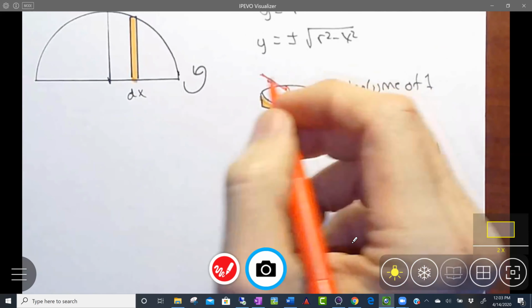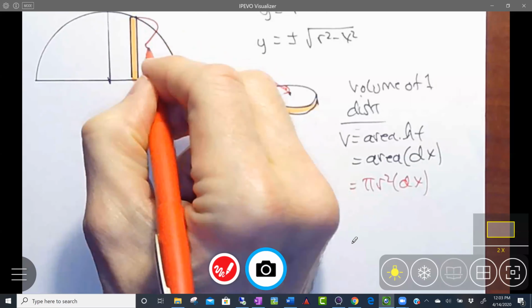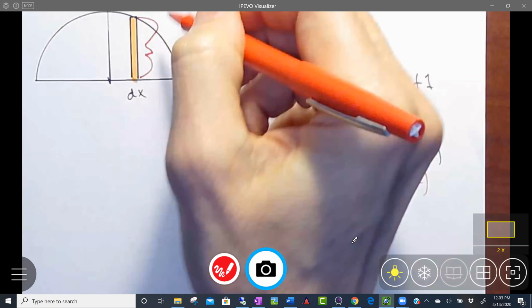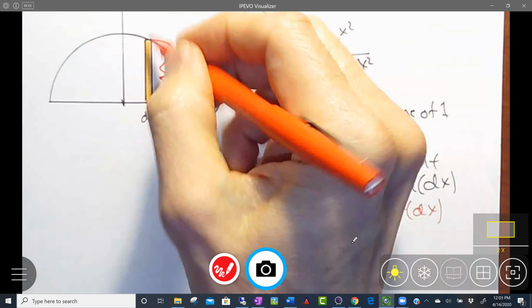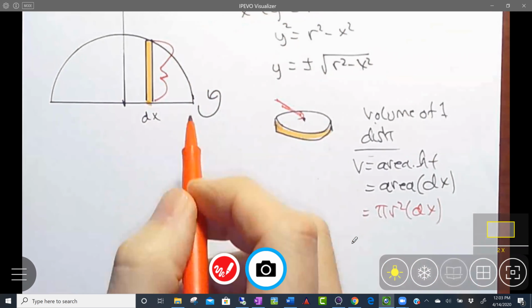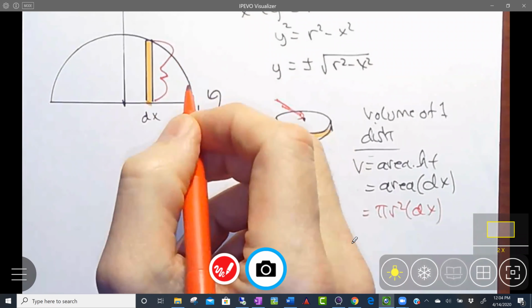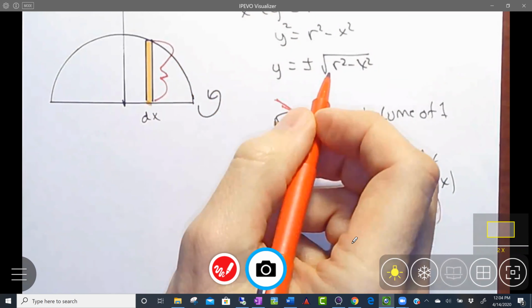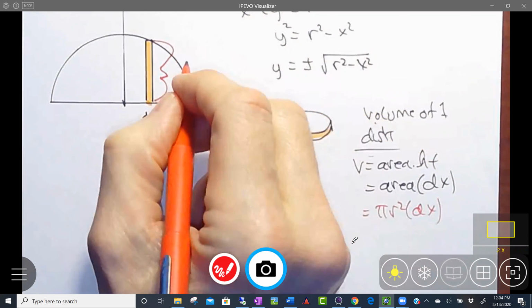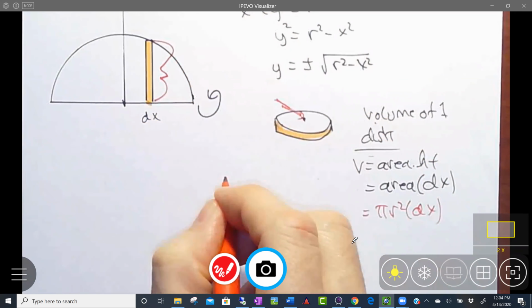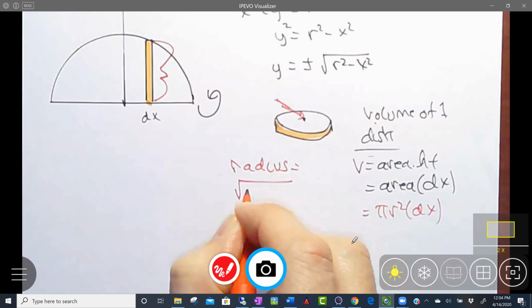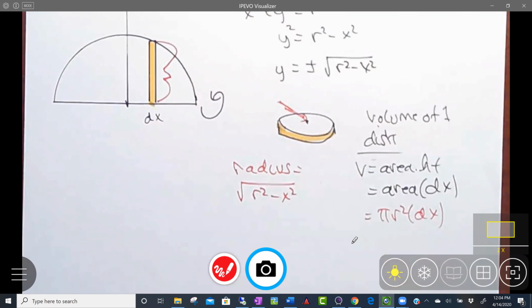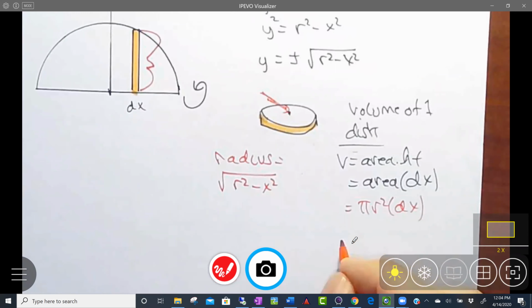So the question is, what's the radius? That's going to be this little piece right here. So what's that height? That's the function that makes up the circle minus 0, basically. Exactly. So the radius is going to be the square root of r squared minus x squared.